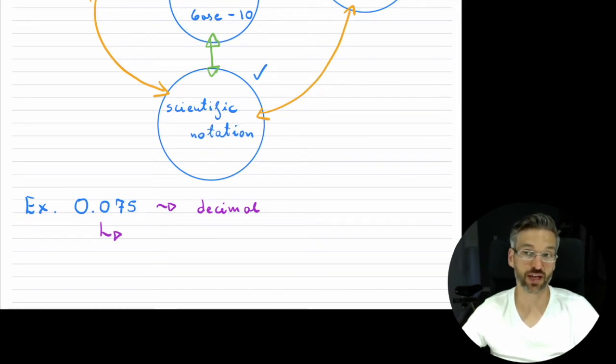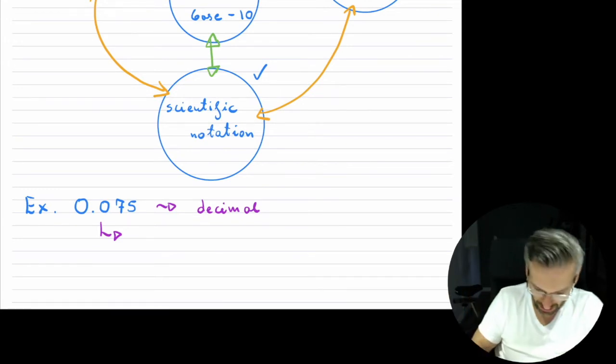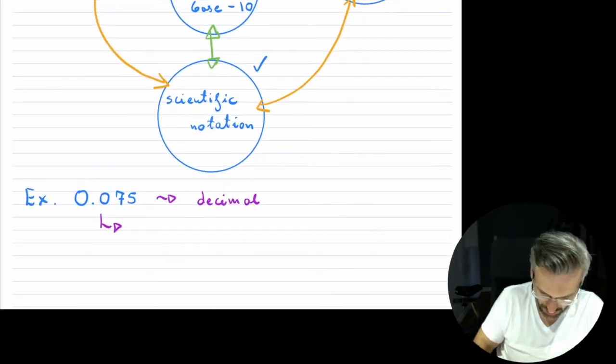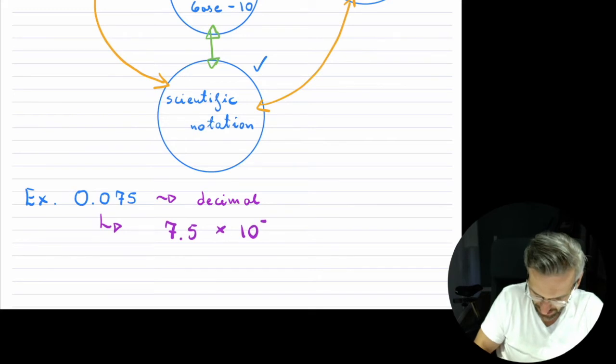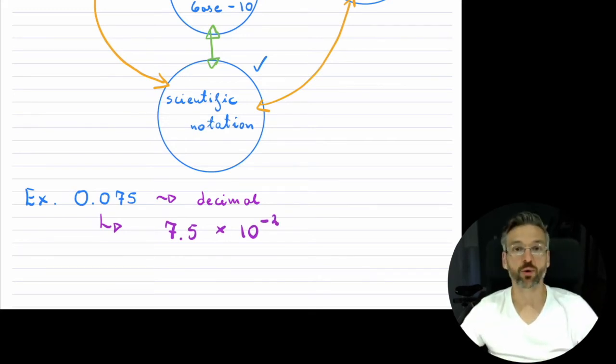Now, scientific notation is composed of two things. It has a mantissa, which is basically a leading number, and then it is multiplied by a base 10, by a power of 10. So in here, the answer to this example is actually 7.5 times 10 to the negative 2. Now, where did that come from?